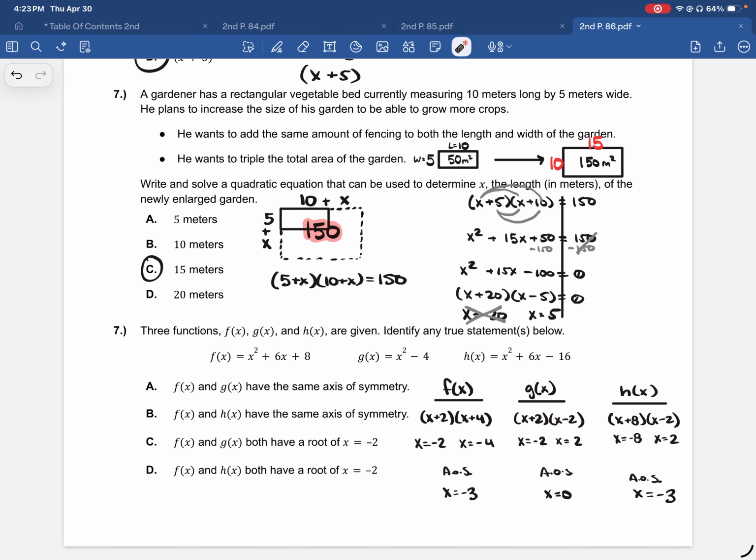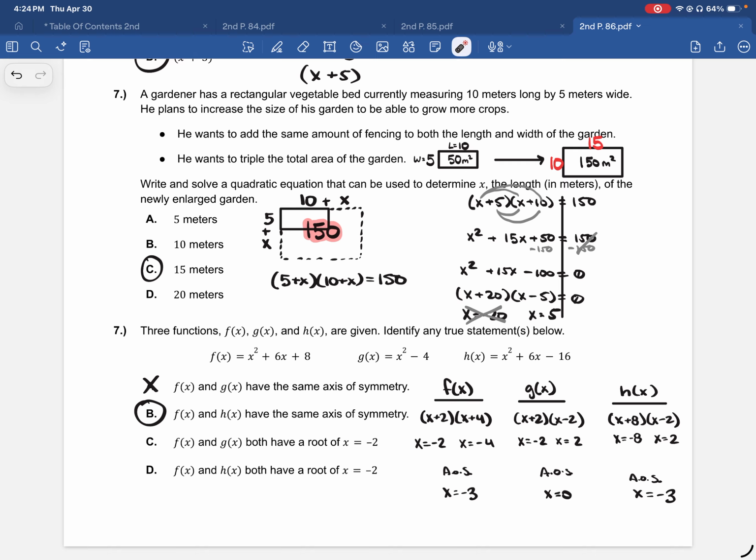So, evaluate these statements. Do f and g have the same axis of symmetry? Well, f has an axis of symmetry of negative 3. G has an axis of symmetry of 0. Option A is not correct. Do f and h? Well, f's axis of symmetry is negative 3 and so is h's, so option B is a true statement.